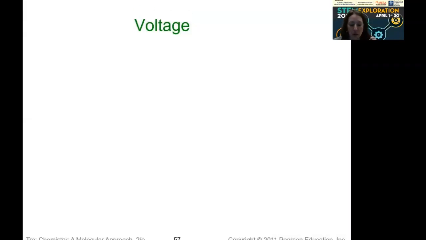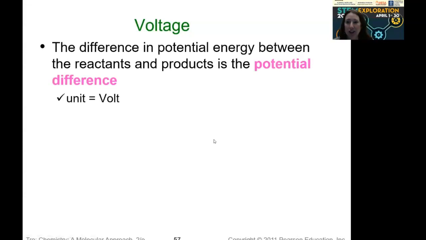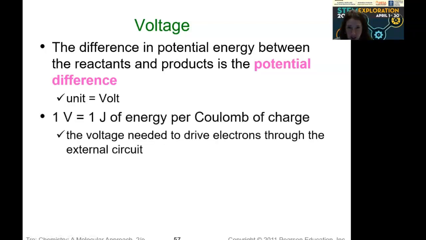That's current. Voltage is looking at the potential difference. And so the difference in the potential energy of the reactants and products, that's what we're talking about, a voltage, a volt. So 1 volt is 1 joule of energy per coulomb of charge. I promise you, you will not have to do math with these. This is very physicsy. We're just going to talk about it in qualitative terms. When you get to physics, you will do all the calculations with it.